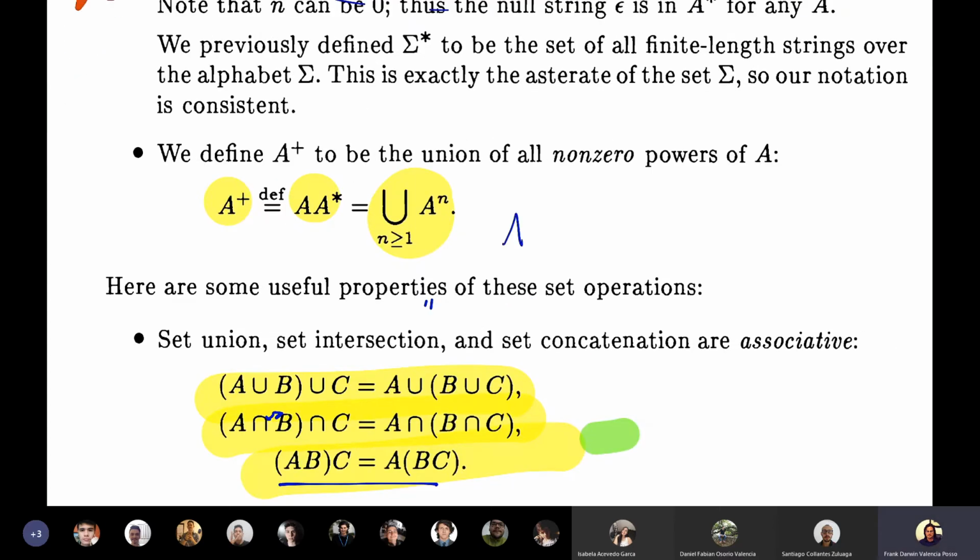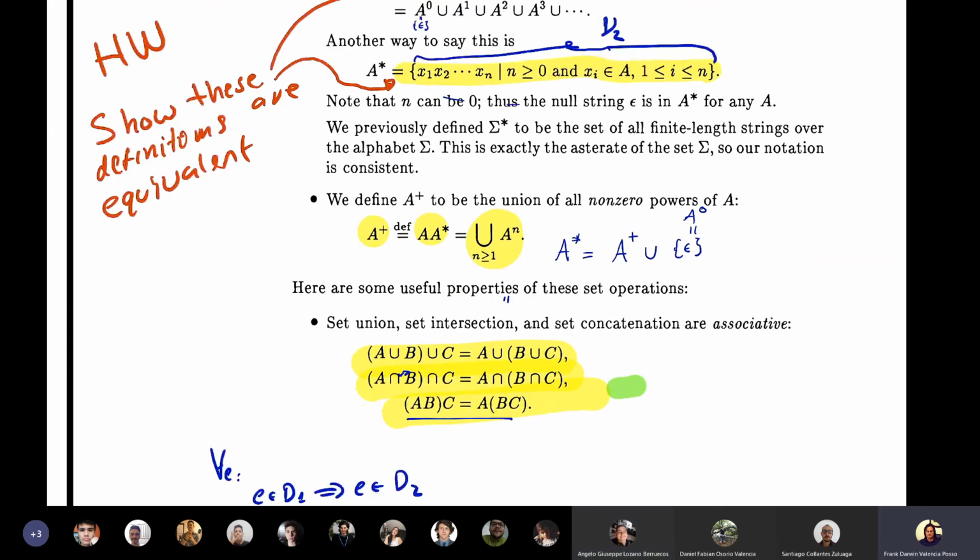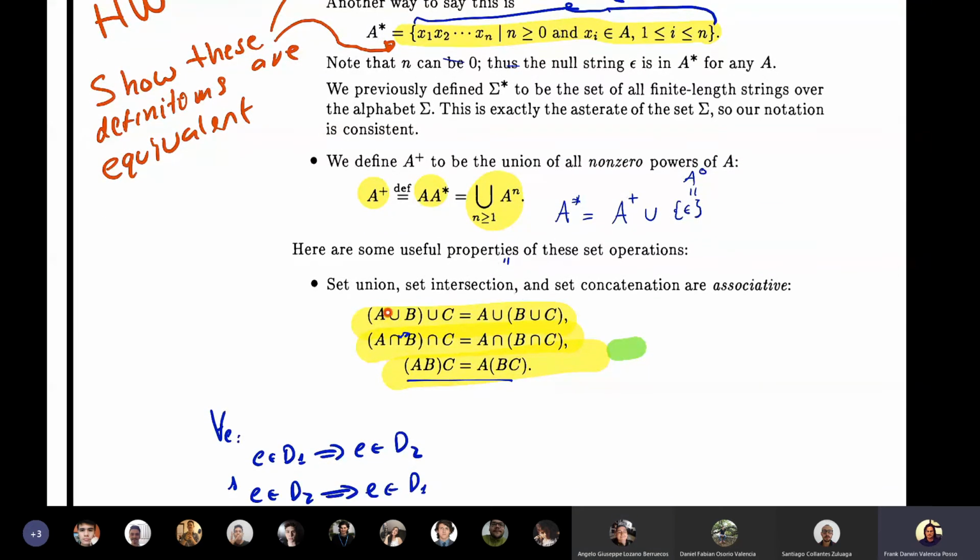So then it's easy to see that A star is A plus union with what? Anyone? The set that contains something. Yeah, exactly, which is A to the 0. But do not say epsilon, because epsilon is different from the set that contains epsilon. Okay. So you know unions, intersection, and concatenation are associative.